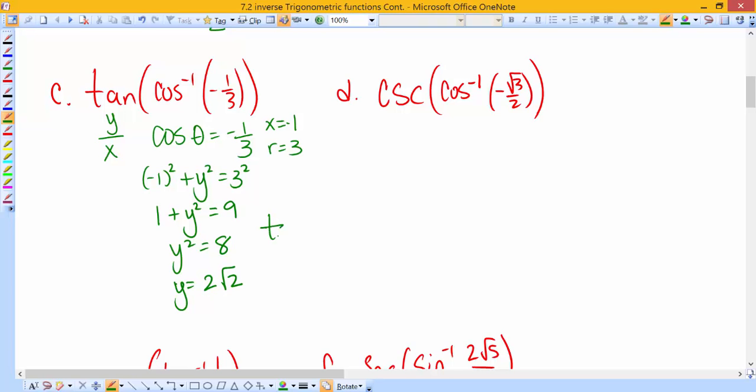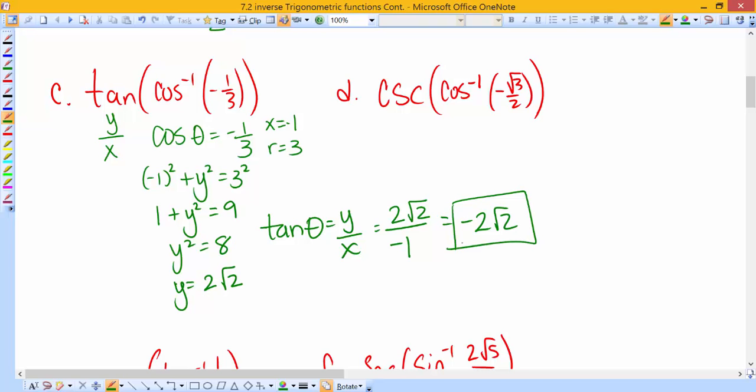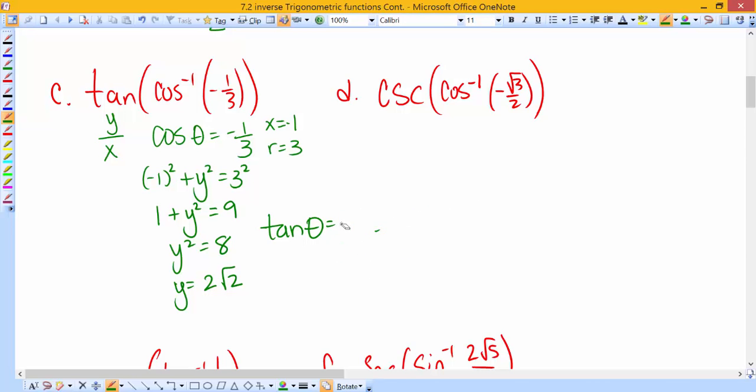So tangent of theta is y over x. Y is 2 root 2. X is -1. So we have -2 root 2. That is the answer for C. Tangent of cosine inverse of -1/3 is -2 root 2. All right, let's move on to D. Get rid of some of this here so I have room. Start with the inside.